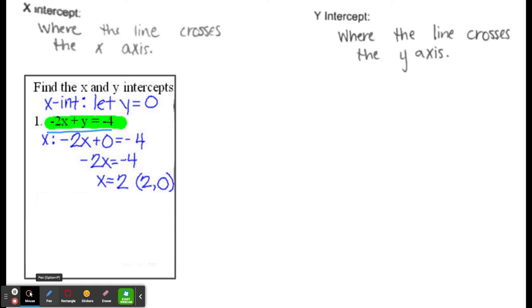Now what about my y-intercept? Well, if my x-intercept occurs where y is 0, my y-intercept occurs where x is 0. So this time I need to plug in 0 where x is. So notice instead of negative 2x, I now have negative 2 times 0. If I solve this, it leaves me with y equals negative 4. My y-intercept occurs at (0, -4), making my y-intercept negative 4.